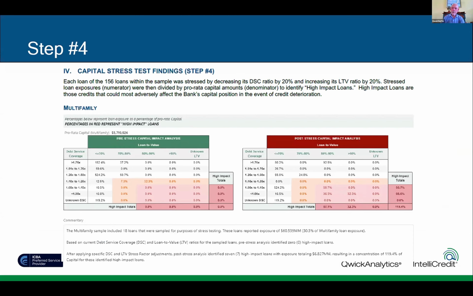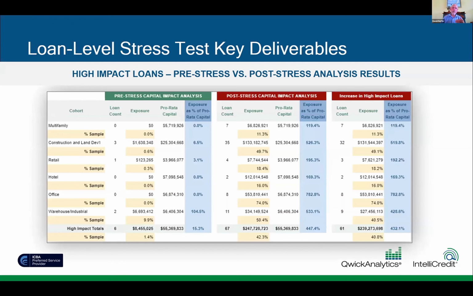In this particular case, we used a 20% stress on LTVs, higher LTVs up to 20%, and lower debt service coverages by 20%. We can collaborate with the banks on whether you want to go to 25 or 30%, whatever. And we would do that by loan product. In this case, we've just selected multifamily. That leads to more charts and tables giving us a sense of the pre-stress capital impact and then the post-stress capital impact.